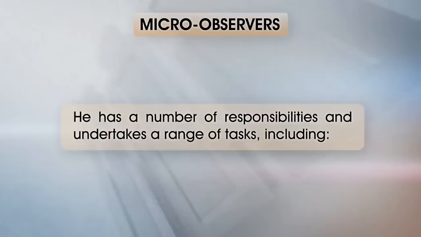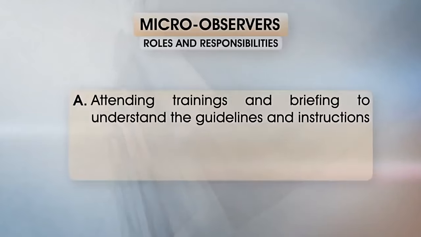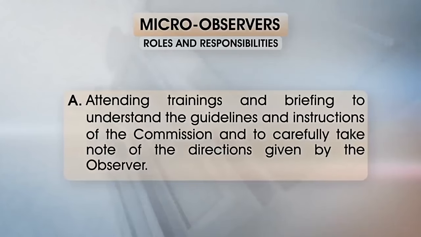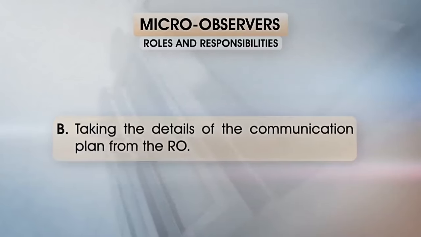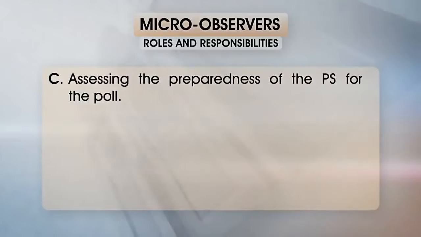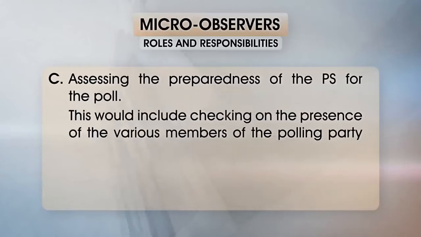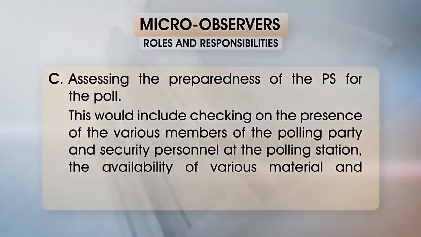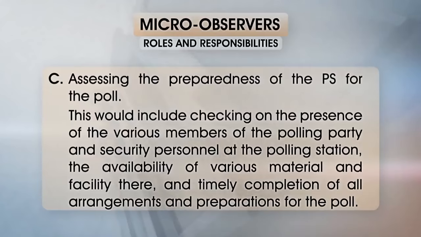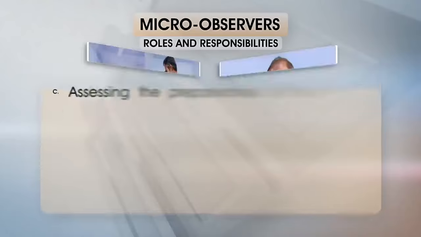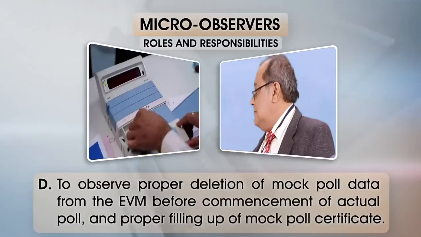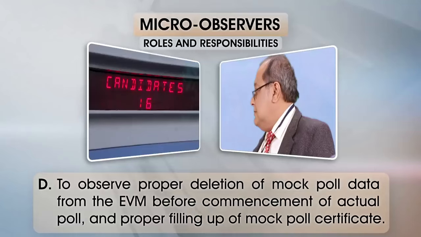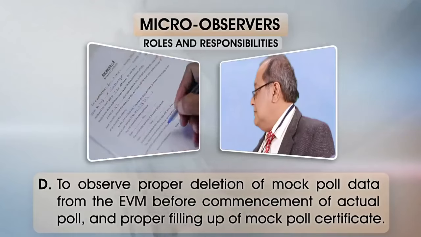He has a number of responsibilities and undertakes a range of tasks, including attending trainings and briefing to understand the guidelines and instructions of the Commission and to carefully take note of the directions given by the observer. Taking the details of the communication plan from the RO, assessing the preparedness of the PS for the poll. This would include checking on the presence of the various members of the polling party and security personnel at the polling station, the availability of various material and facility there, and timely completion of all arrangements and preparations for the poll. To be present at the time of mock poll, to note down the time and other details of mock poll. To observe proper deletion of mock poll data from the EVM before commencement of actual poll and proper filling up of mock poll certificate.